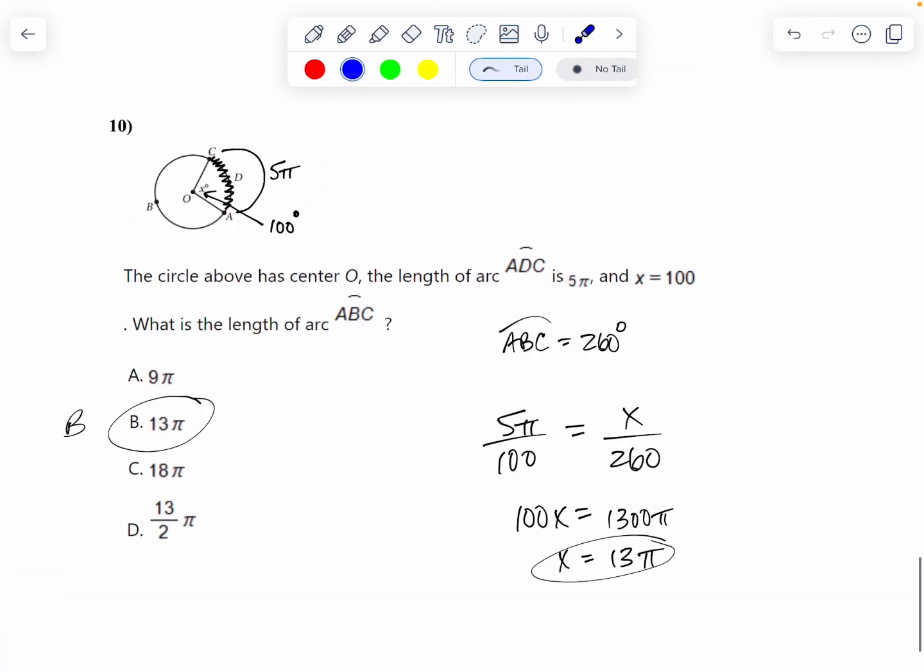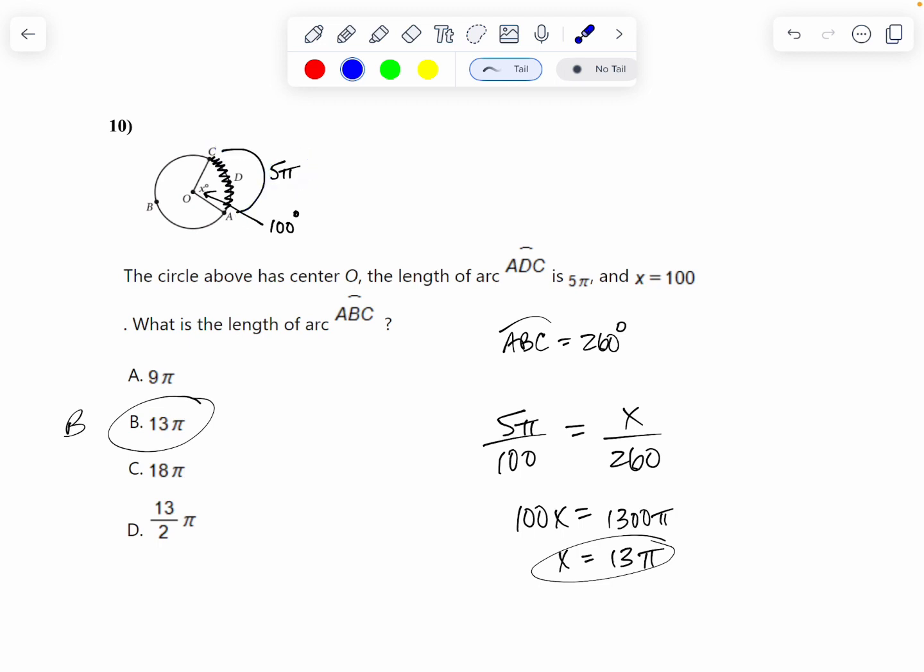Okay, and then last question, you guys, number 10. Save the best for last, maybe. We have the length of an arc right here. I have it kind of colored. ADC. How do you find arc ADC? You trace it with your finger. Start on A, go through D, and then to C. That's the arc that we're talking about. And it's 5 pi, so I labeled it 5 pi.